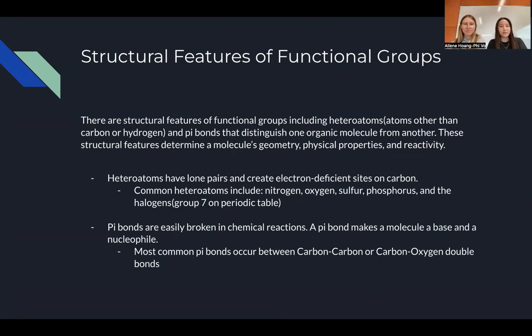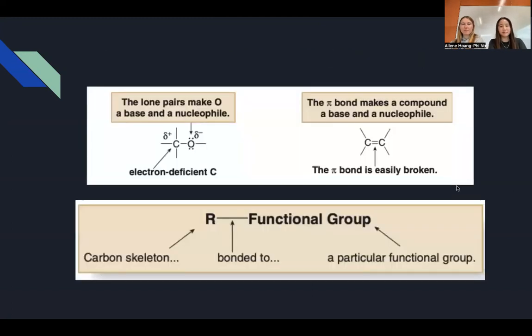Pi bonds are easily broken in chemical reactions. A pi bond makes a molecule a base and a nucleophile. The most common pi bonds occur between carbon-carbon or carbon-oxygen double bonds. And these are just images that show what the previous slide was talking about. So you have the lone pairs that make the oxygen a base and nucleophile, and then you also have the pi bond making the compound a base and nucleophile.